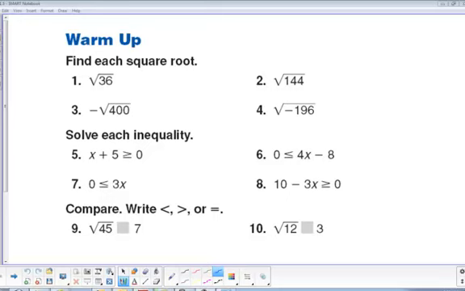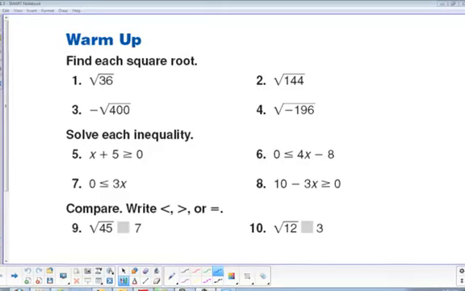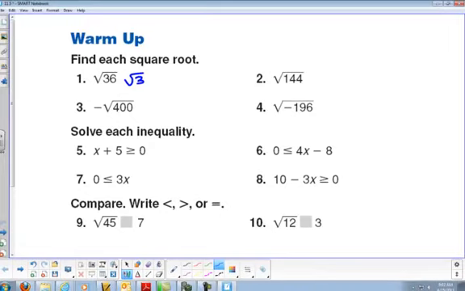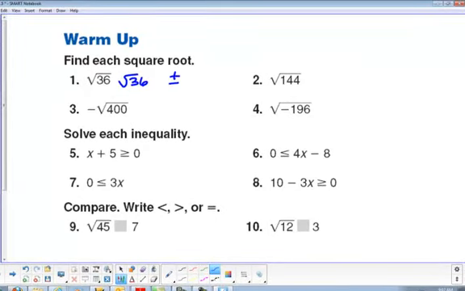Right, we're going to do a quick review warm-up just to make sure you remember square roots. We're going to be working with the square root function today. So the square root of 36 is positive or negative 6, because positive 6 times positive 6 gives you 36, and negative 6 times negative 6 gives you 36. So 144 would be positive or negative 12.